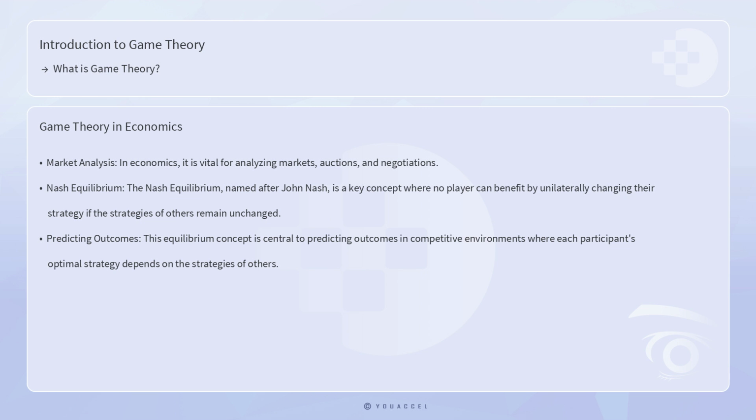Game theory's applicability extends far beyond simple dilemmas. In economics, it is vital for analyzing markets, auctions, and negotiations. For instance, the Nash equilibrium, named after John Nash, is a key concept where no player can benefit by unilaterally changing their strategy if the strategies of others remain unchanged. This equilibrium concept is central to predicting outcomes in competitive environments where each participant's optimal strategy depends on the strategies of others.